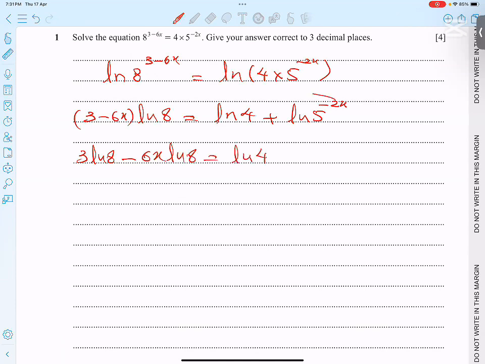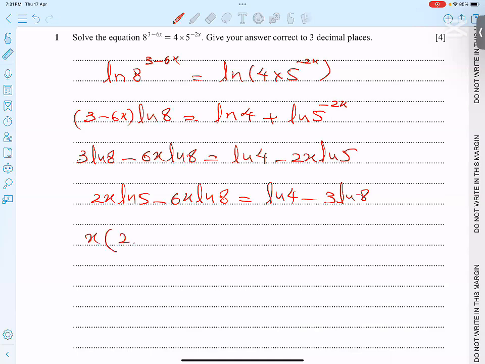And what about this? This will come down as well due to the log property, negative 2x log of 5. How many x values? 1 here, 1 here. I'll bring this here and this on the other end. So 2x positive log 5 minus 6x log of 8 equals log of 4 minus 3 log of 8. So from here, x common, I got 2 ln 5 minus 6 logarithm of 8.